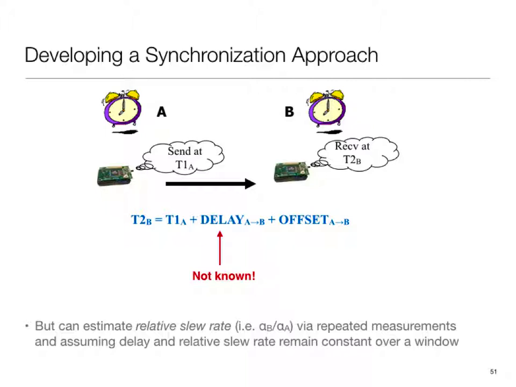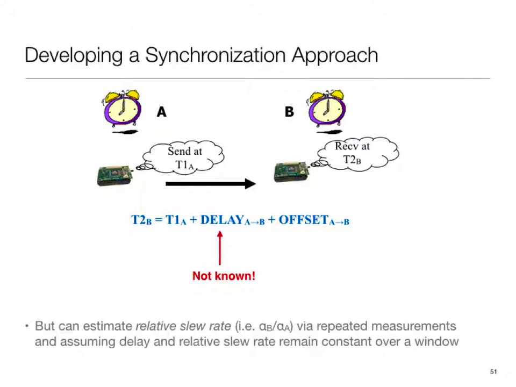So to develop this strategy, let's imagine, I've said this multiple times, but this equation: A sends a message to B, and we are able to timestamp at both sides. Let's say these timestamps are done accurately enough. Then this one exchange gives us this constraint. It says that the time T2B, which is the time at clock B when the packet was received, is equal to the time when the packet was sent according to clock A, plus the delay from A to B, which is really an independent parameter, just the passage of time, plus the offset between the two clocks. The challenge is we are trying to find offset A to B, but we also don't know the delay. So we obviously can't solve this.